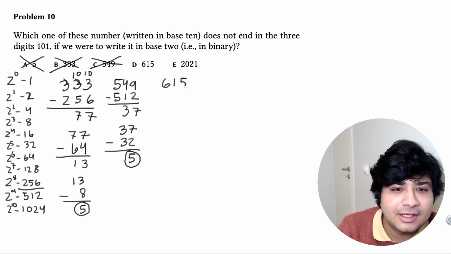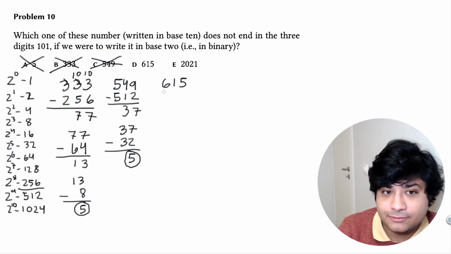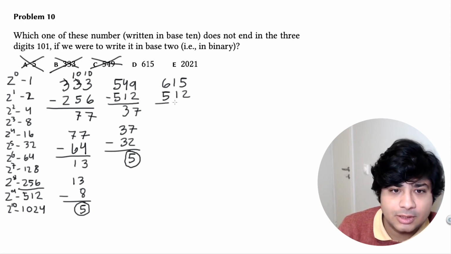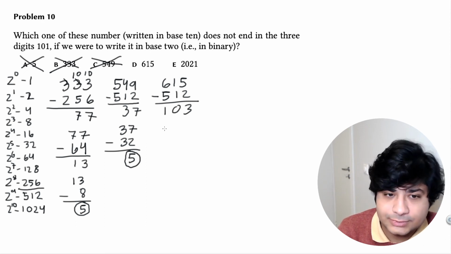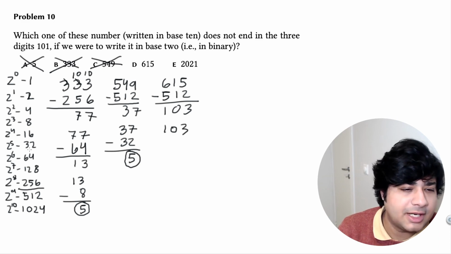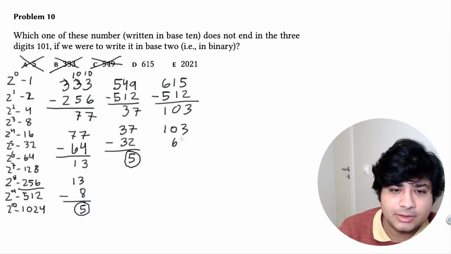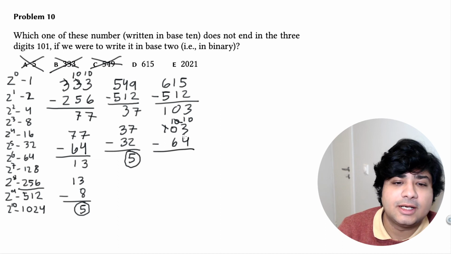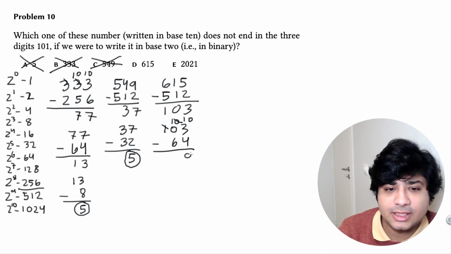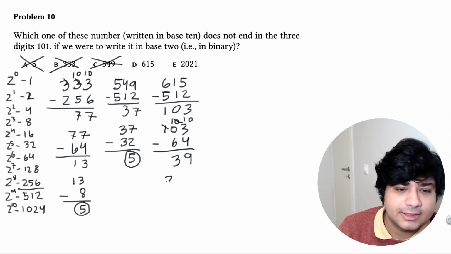615. And then what's the highest number there? 512 for sure. 3, 0, and 1. Okay, 103. Which number is the highest one? Again, that's 64 for that one. And then do a minus again here. And then we'll have to borrow from this one. And then this one here. So that's 13. And then that's going to be a 9. And then there's going to be a 9 there. So that's going to be a 39.